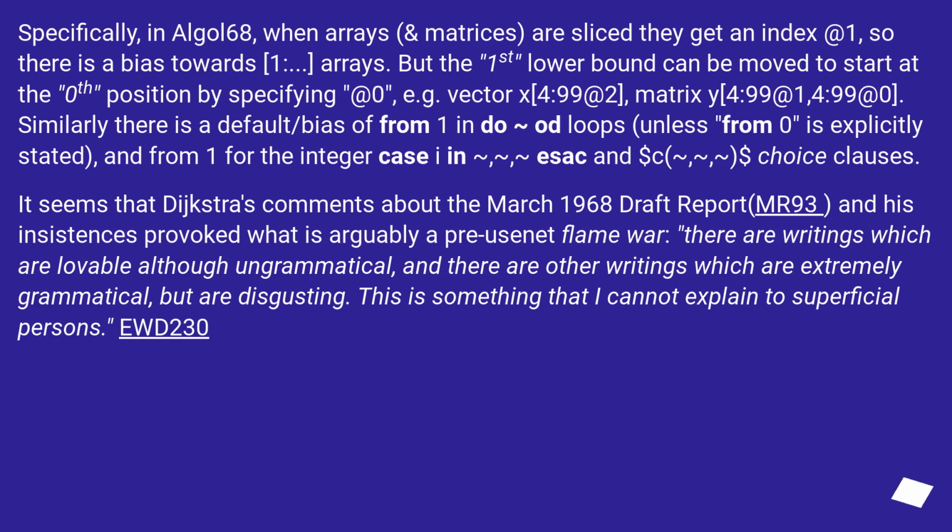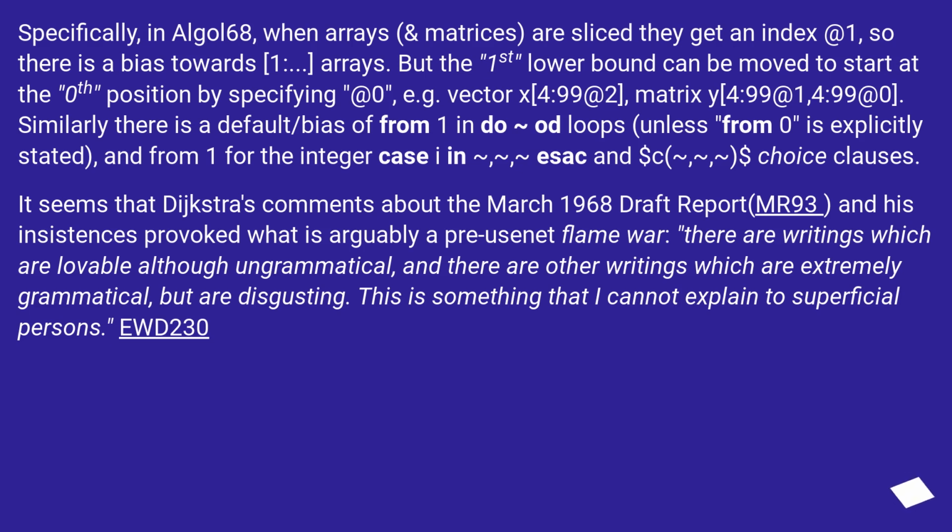Specifically, in ALGOL 68, when arrays and matrices are sliced they get an index at 1, so there is a bias towards 1 arrays. But the first lower bound can be moved to start at the 0th position by specifying at 0, for example vector x[4:99 at 2], matrix y[4:99 at 1, 4:99 at 0]. Similarly, there is a default bias of from 1 in do-od loops, unless from 0 is explicitly stated, and from 1 for the integer case in choice clauses.